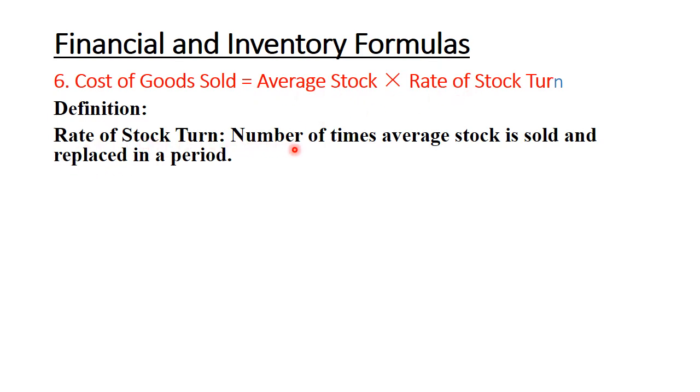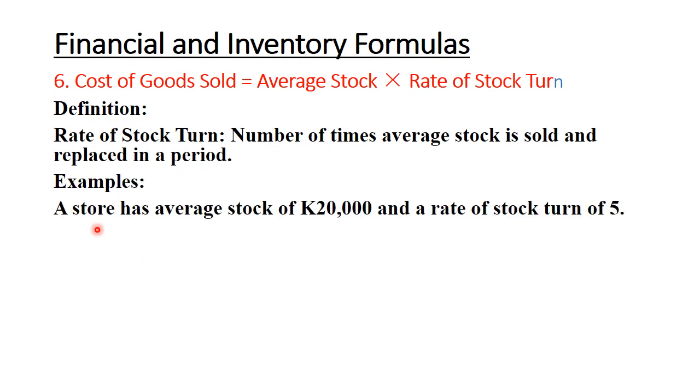So rate of stock return is the number of times the given average stock is sold and replaced in a period. So as you keep on doing business, you have an idea of your average stock. You know that my average stock in a year is 6, meaning that every year you expect to have stock of 6. Okay, so using the average stock, when you multiply it by the number of times you sell it, that is the rate of stock turn.